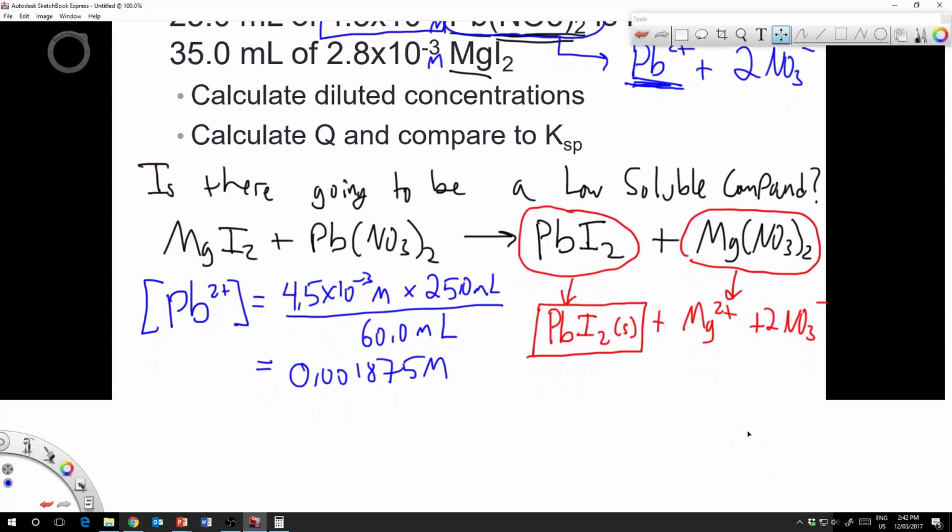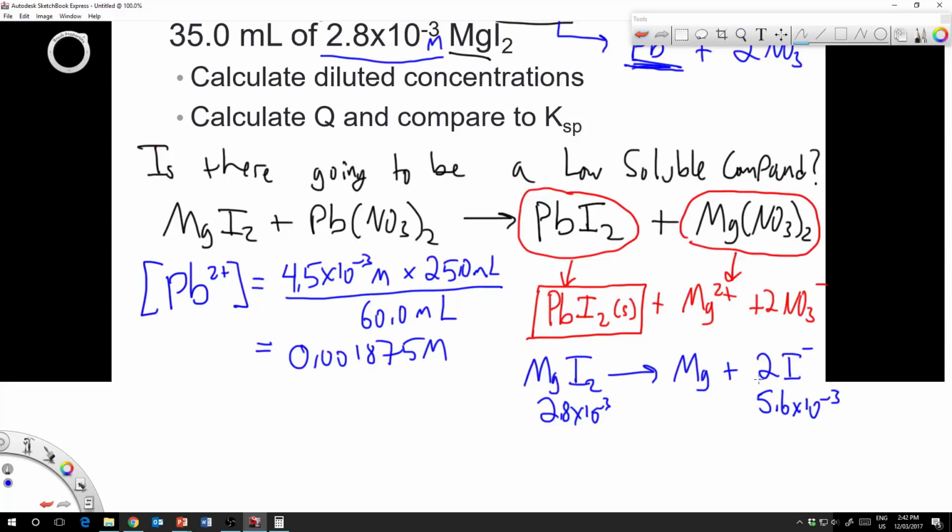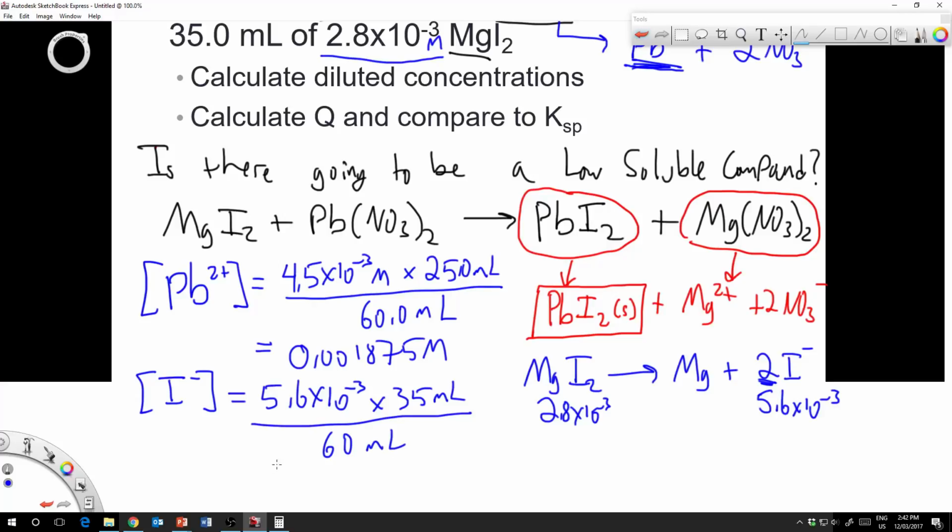Now we'll take our magnesium iodide. I'm going to write down the equation for magnesium iodide here. It dissolves into 1 part magnesium and 2 parts iodine. So whatever this concentration is, we'll get twice as much. So this is 2.8 times 10 to the negative 3. That means this will be 5.6 times 10 to the negative 3 because we have twice as much iodine ions. All right, so the diluted concentration of iodine will then be 5.6 times 10 to the negative 3 times 35 milliliters divided by 60 milliliters, and we get the following.